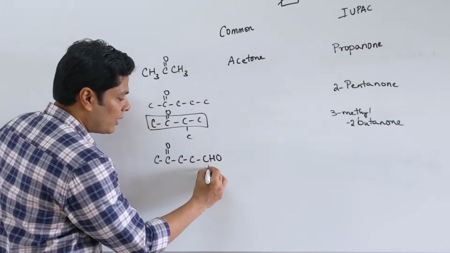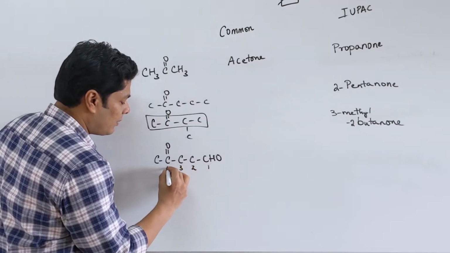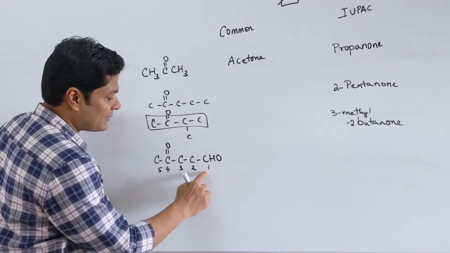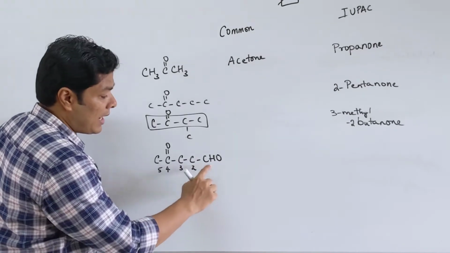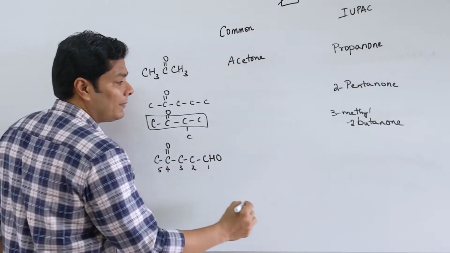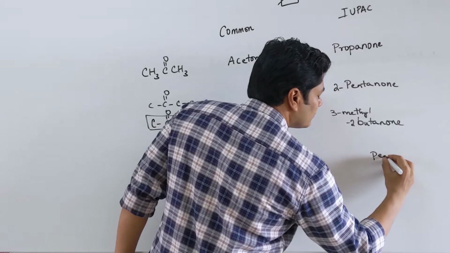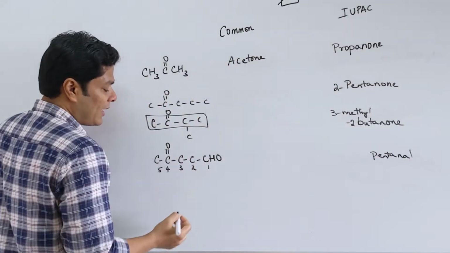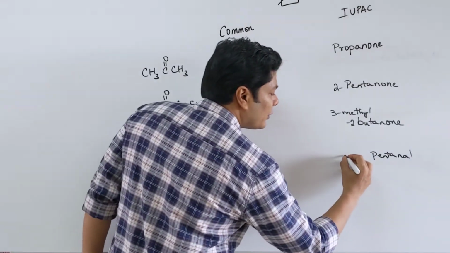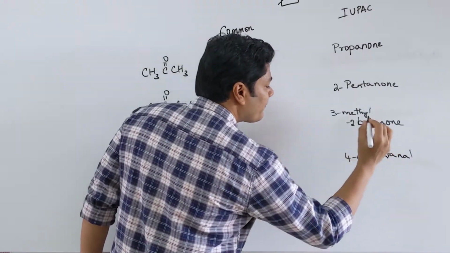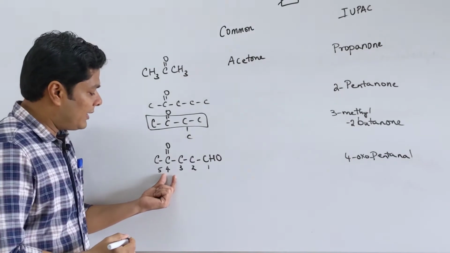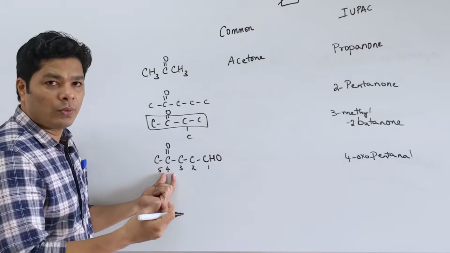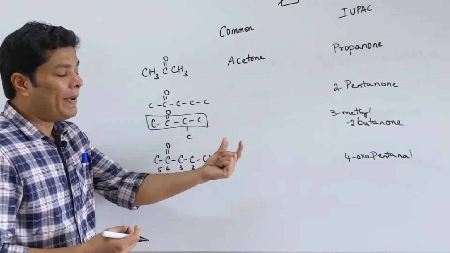So this is my carbon 1, carbon 2, carbon 3, carbon 4, carbon 5. So 1, 2, 3, 4, 5. So that makes it pent. And this is the important one, pentanal. And at position 4 I have the ketone group. So when the ketone is treated as a secondary substituent, it doesn't end with the ONE, it gets the name OXO, 4-oxo pentanal.